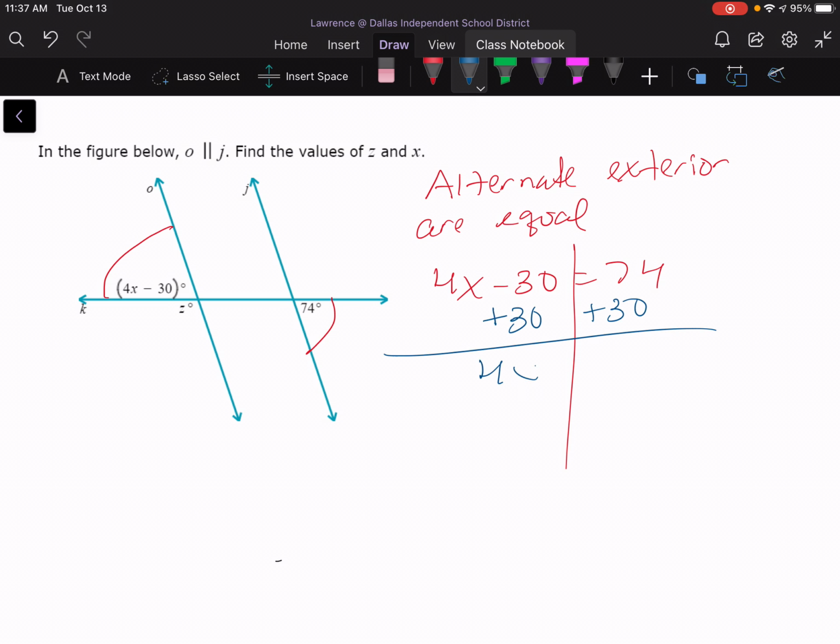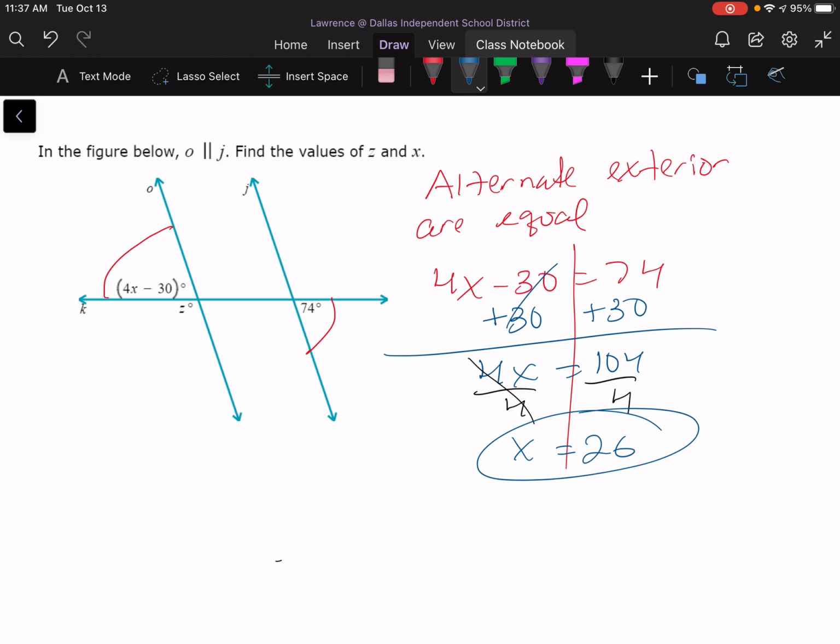That's going to leave me 4x equals, let's see here, 104. And so I still need to get the x by itself, so divide by 4. X's are going to cancel. And that's going to leave me with x equals, and I'll just grab my handy calculator if I need to. 104 divided by 4 is 26.